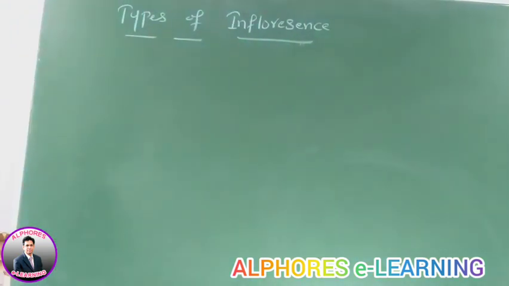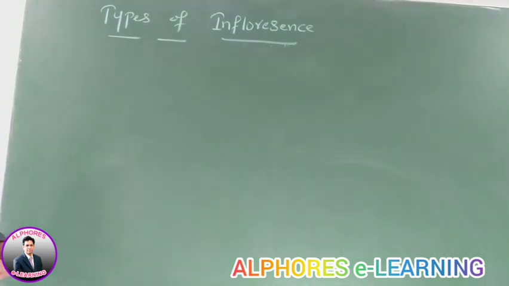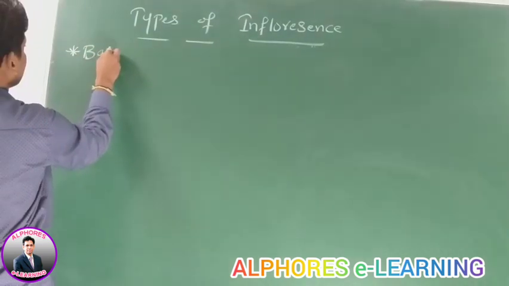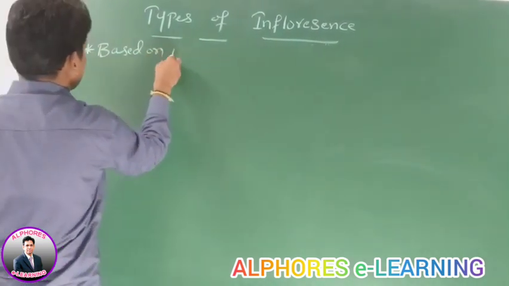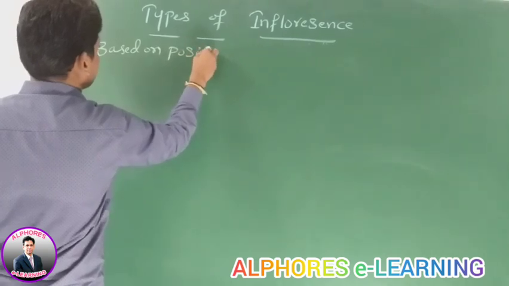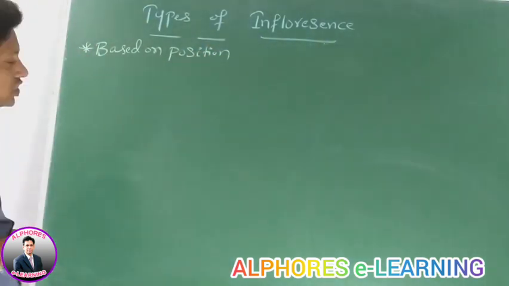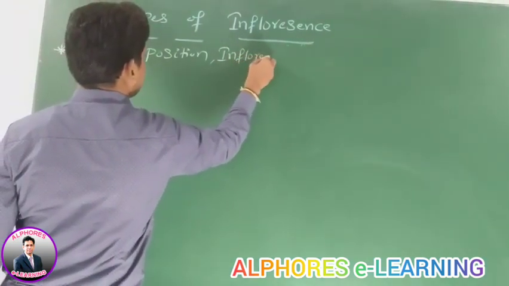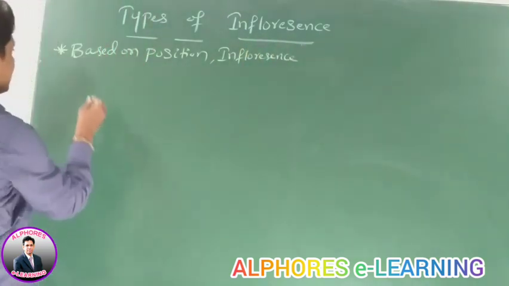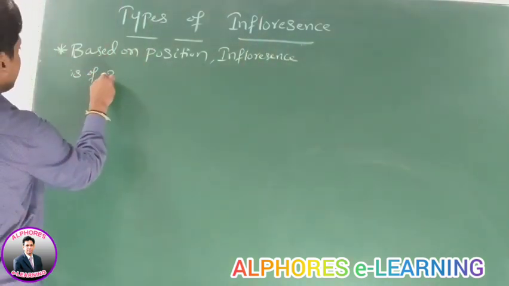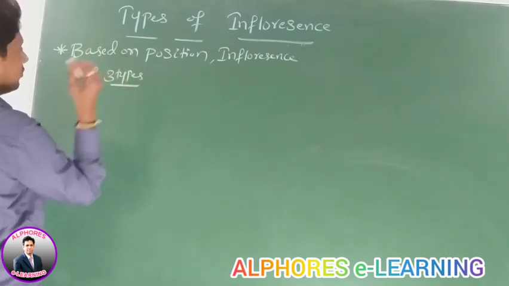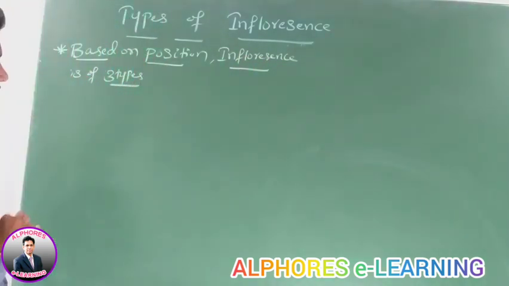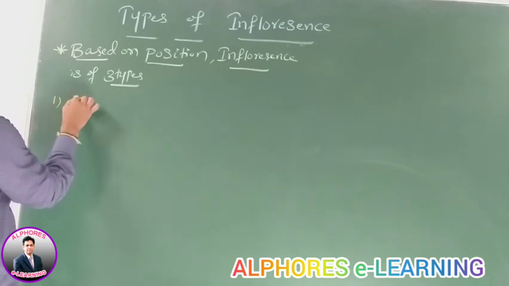Types of inflorescence. Based on position, inflorescence is of 3 types. Is it okay? Right? Therefore, based on position, inflorescence is of how many types? 3 types. The first one is axillary inflorescence.